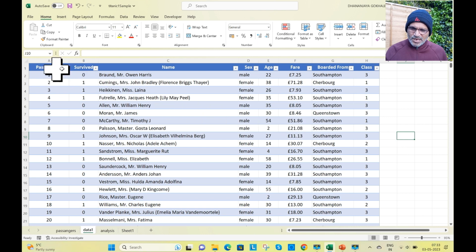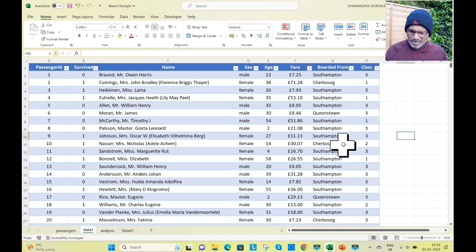We have passenger ID, then we have how many survived. Please mark it is written here 0 and 1. 1 stands for survived and 0 stands for did not survive. And then we have the name and sex, male or female, and their age and the amount they paid for the ticket, and they boarded from which place and the class in which they traveled.